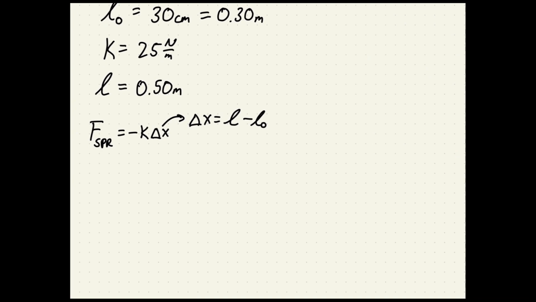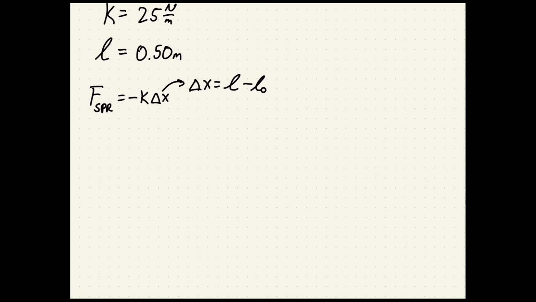Just like we talked about in the kinematics section, delta X means a change in something, and so it always means final minus initial. So when we see delta X in our F is equal to minus K delta X, that means it's a change in position. So delta X is equal to L minus L naught. I can plug that in for delta X. I get minus K times (L minus L naught) is equal to my spring force.